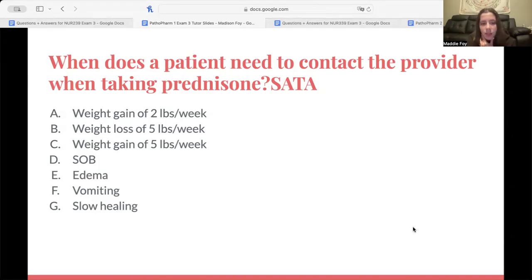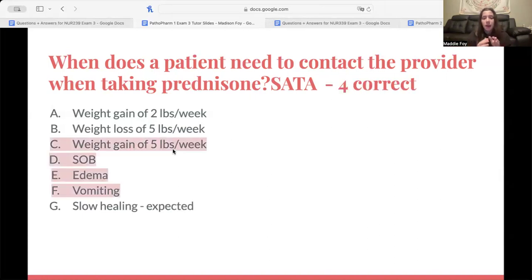Okay, awesome. I'm seeing a lot of good answers here. I'm going to go through each one just because I'm seeing a little bit of varying answers, but you guys got the right idea. So weight gain of 2 pounds was not significant. Loss is also not significant in this case. Weight gain of 5 pounds per week is going to be that level at which you should contact your provider.